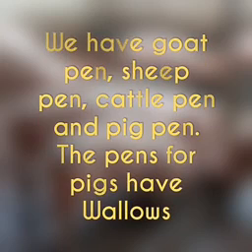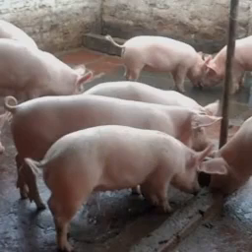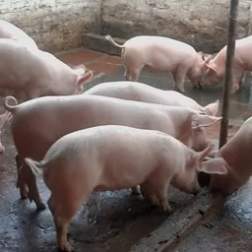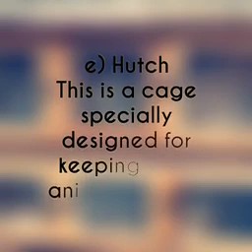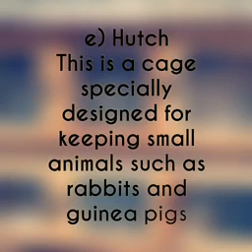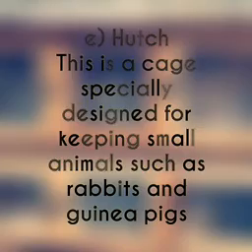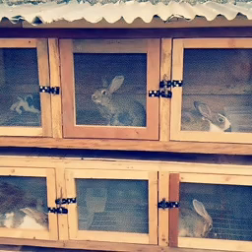The pens for pigs have wallows. A wallow is a place filled with water for pigs to roll in to cool their bodies. We have the next house, which is the hutch. This is a cage specially designed for keeping small animals such as rabbits and guinea pigs. It is a wooden box made of wire mesh. The floor is usually covered with sawdust or dry grasses to absorb the urine and feces.